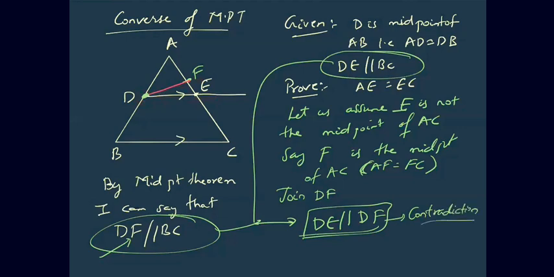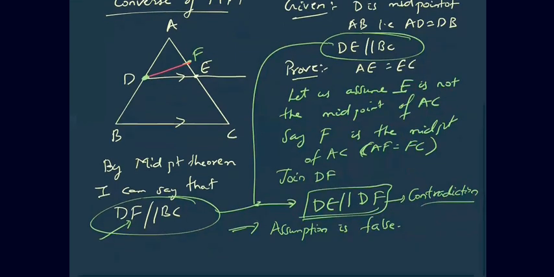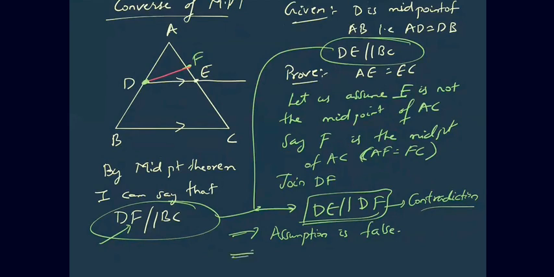So we have assumed that E is not the midpoint, and we have arrived at the contradiction. So the only possibility left is that E has to be the midpoint, right? Because if E is not the midpoint, then we arrive at a contradiction. So this means our assumption is false. This implies that E must be the midpoint of AC.